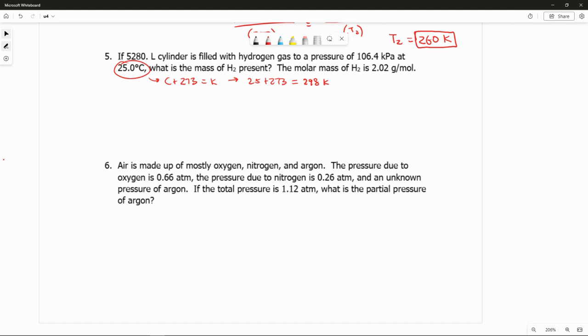Knowing this, let's determine our variables. We have volume, we have pressure, and we have temperature. And it gives us the question that we need the mass. That means that we're going to use our ideal gas law. Ideal gas law. And this is also given.